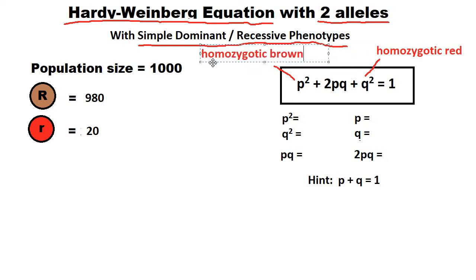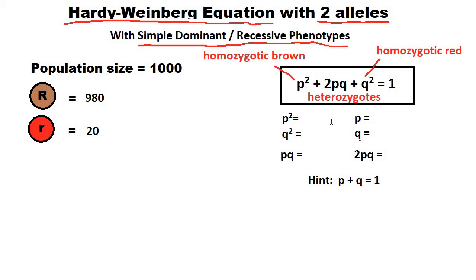And the number in the middle, the 2pq, those are going to be the heterozygotes, the ones who are brown but are carriers for the red hair gene, or the red allele. And the middle number plus the first number, the p squared plus the 2pq, those are going to be all the brown-haired individuals.